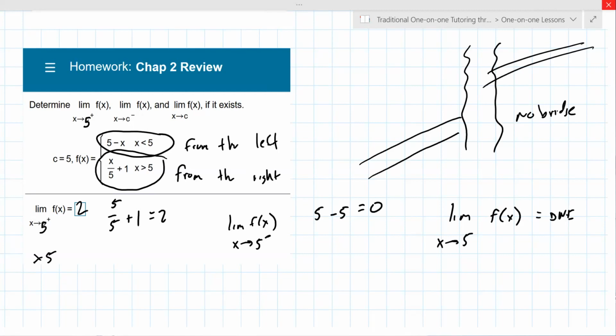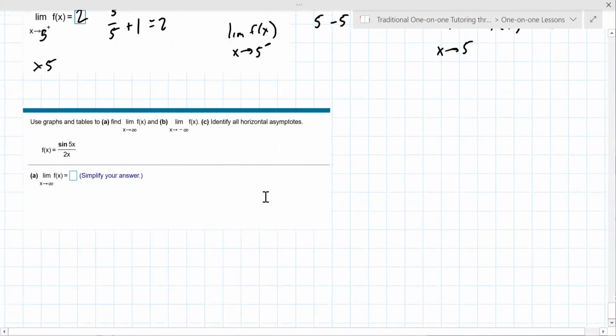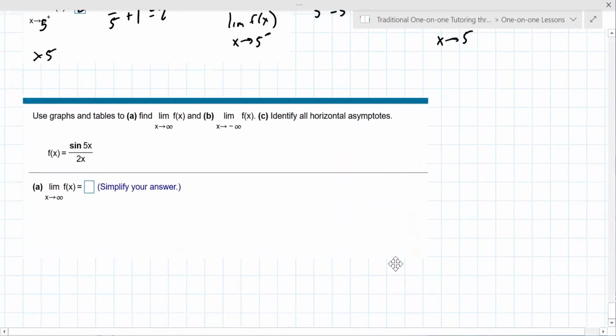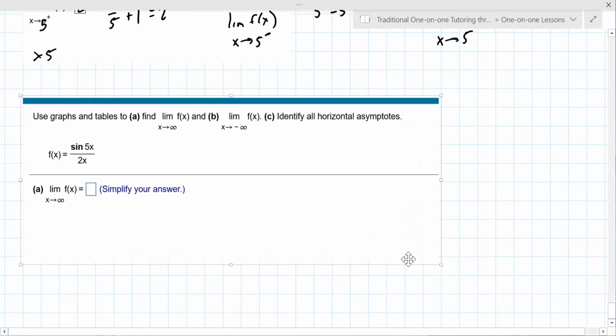Here's another one for us to look at. I skipped a couple because they were kind of the same. They're worth going through, and we can go through them next time, but this is something slightly different. Limit as x approaches infinity and negative infinity. So this is your function here, and you can actually break it apart.